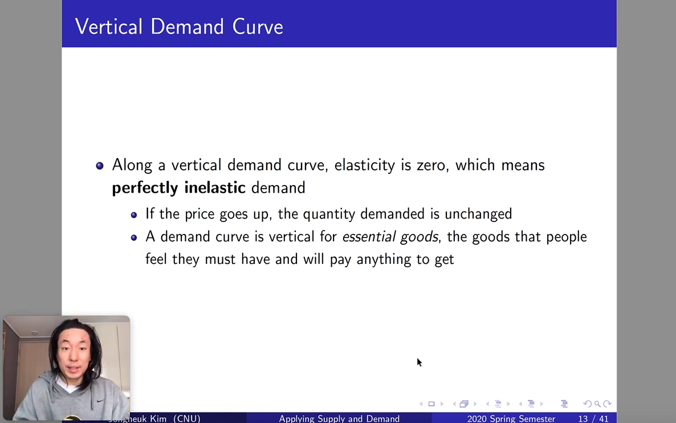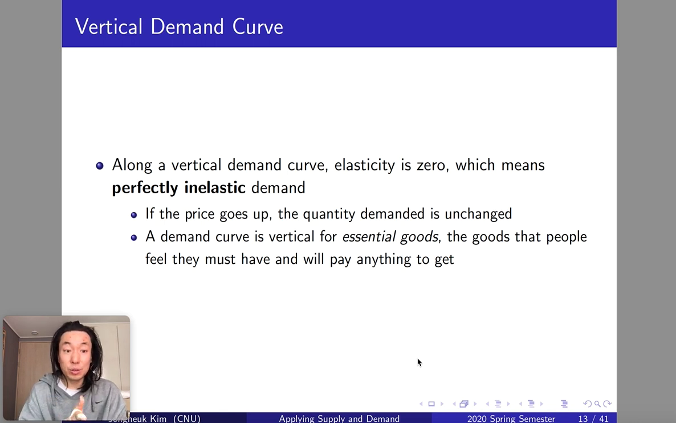If the demand curve is vertical, then there is almost no change in quantity demanded. Even if there is a huge change in price level, there is only a little change in the quantity demanded in response to that huge change in price. We can say that it is really inelastic because consumers are really not sensitive to the change of price level.